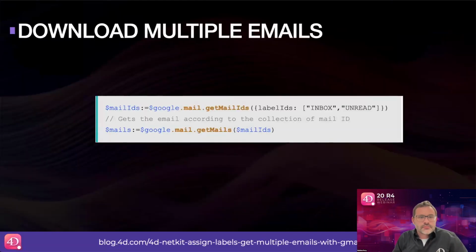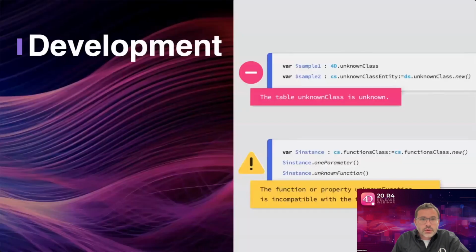Let's proceed with the second feature, the downloading of multiple emails. Now, in fact, you can download up to 100 emails simultaneously using a single call to the get mails function. And if you need to retrieve more emails, well, just call this function multiple times. You have the example right here, or right in the blog post. Let's go. And that's it for new developer features.